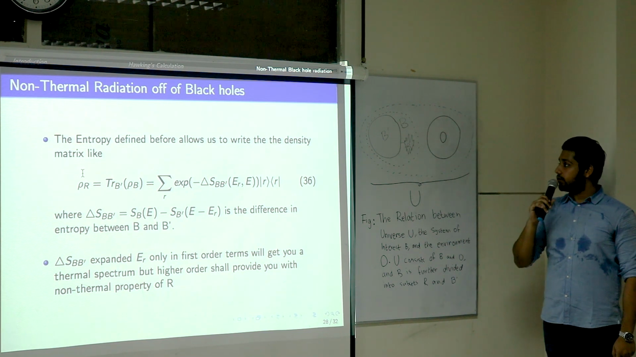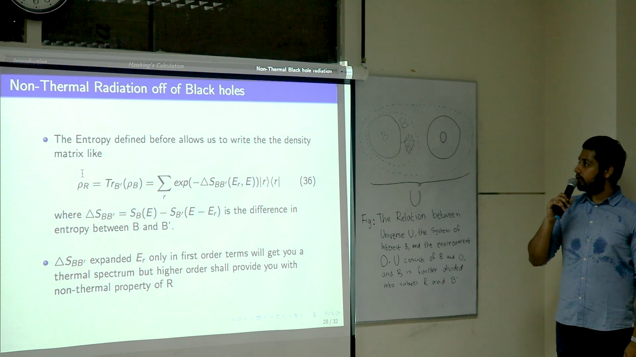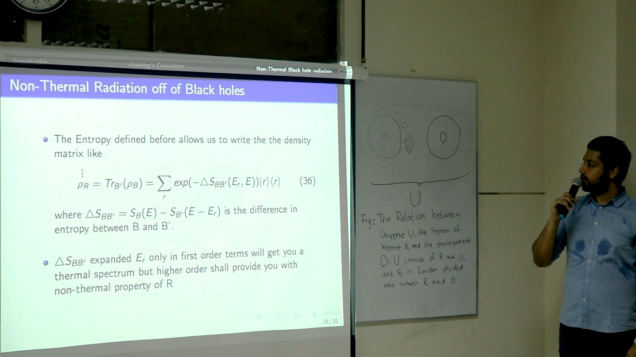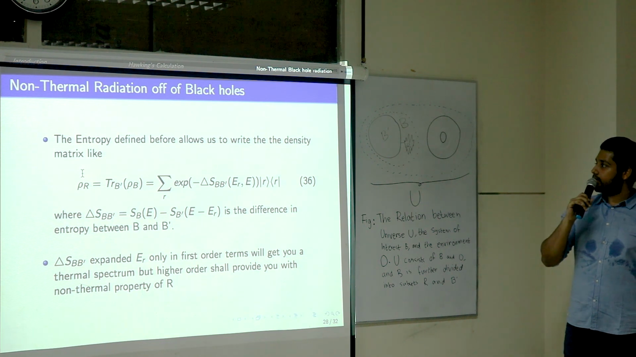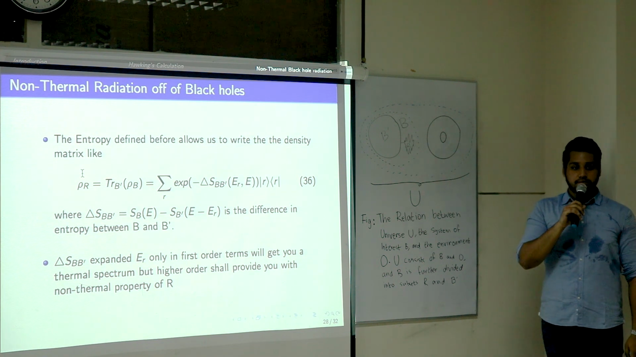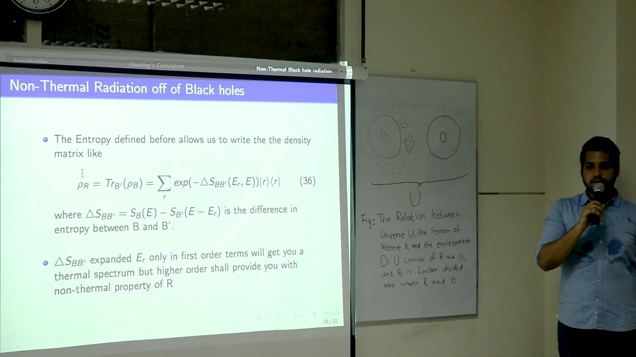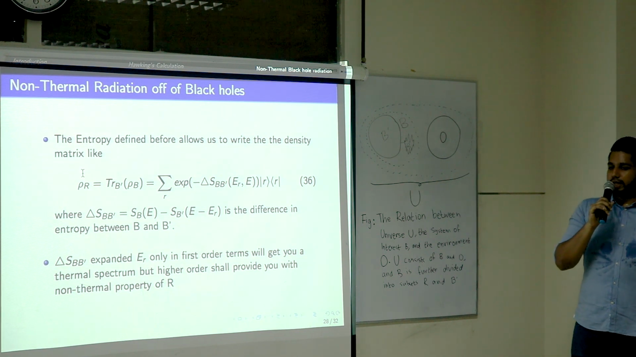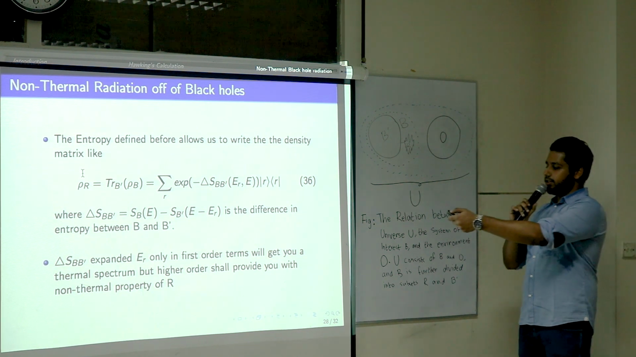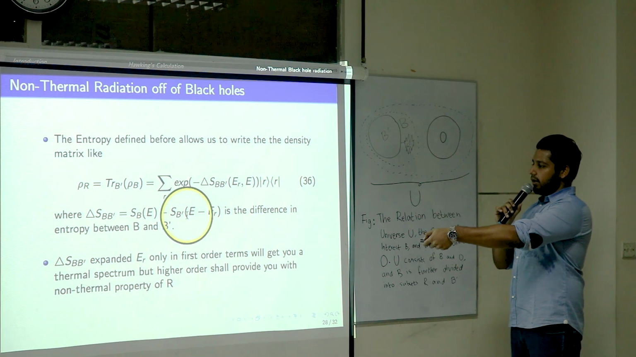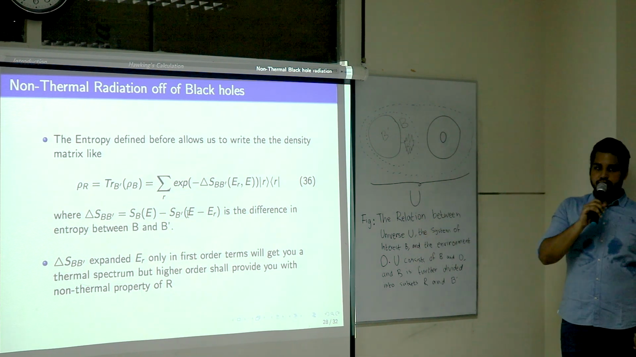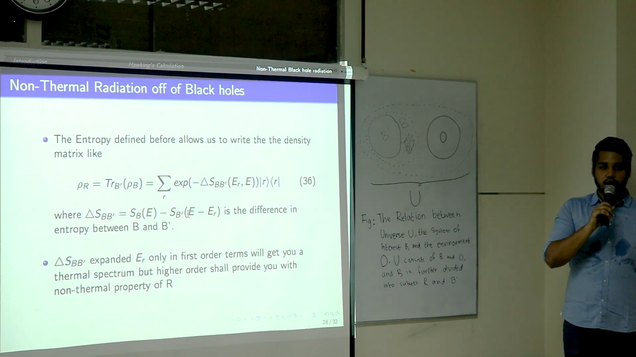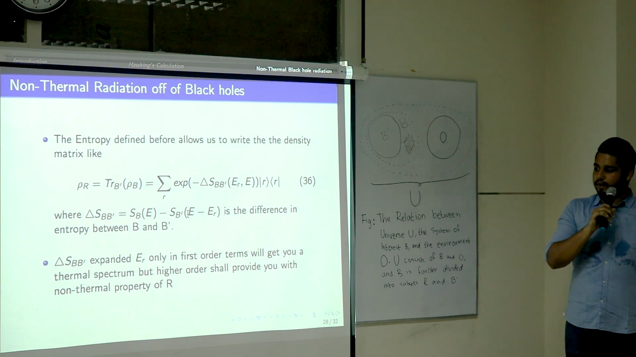And there was one thing in Wilczek's calculation: the Hawking thermal spectrum that comes out is first order in E_R, these are linear terms as you can see. In linear terms you get a thermal spectrum, but if expanded into higher order terms you basically get a non-thermal spectrum.